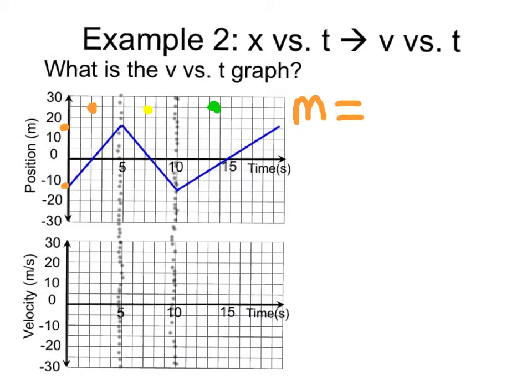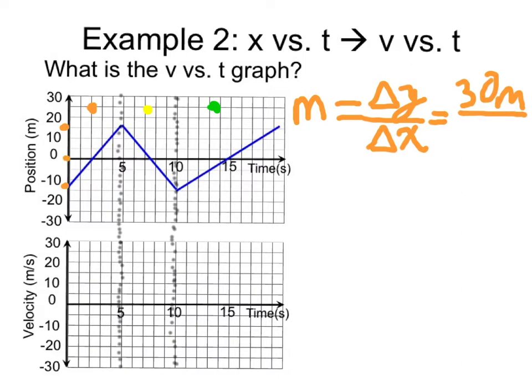So let's go ahead and write that out. Change in y, change in x equals 30 meters. And that change happened in, looks like about 5 seconds. So my slope for the orange part of the graph is 6 meters per second. And so now I just find the place down on the velocity time graph that matches the 6 meters per second. And that slope is constant. Diagonal line has a constant slope, so it stays at 6 meters per second.